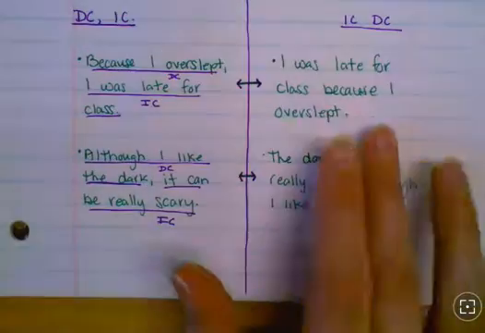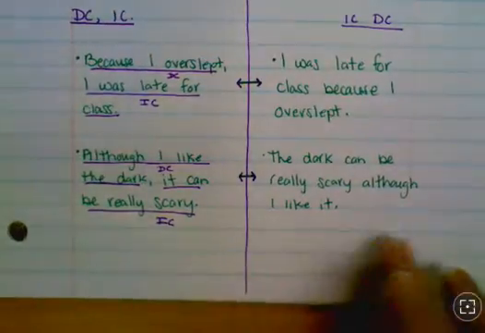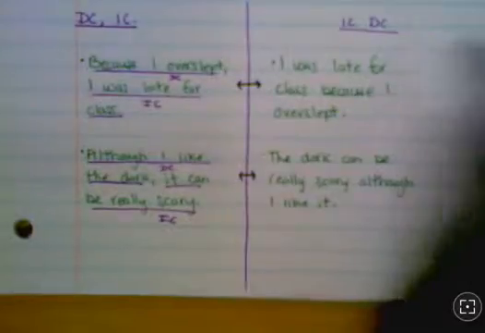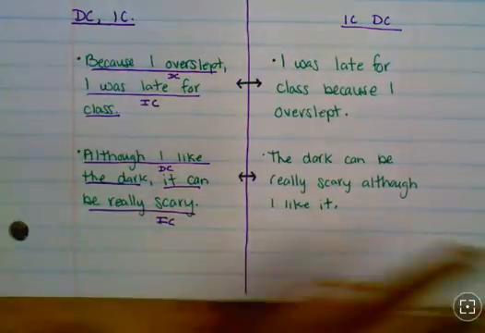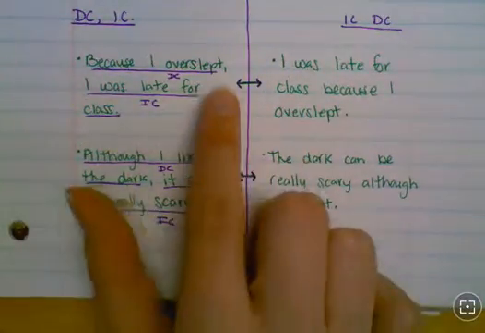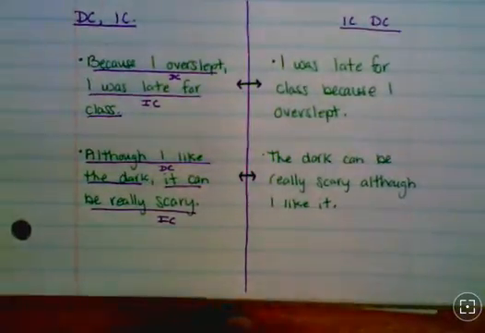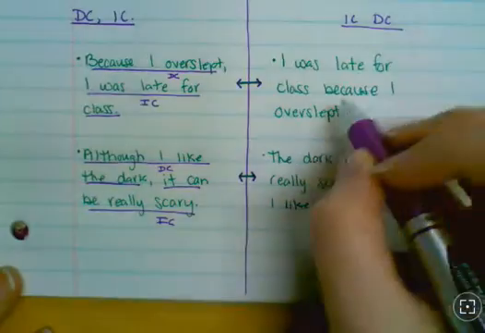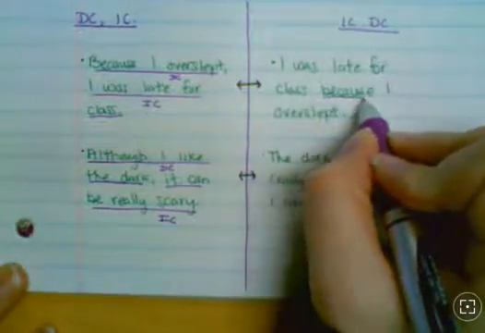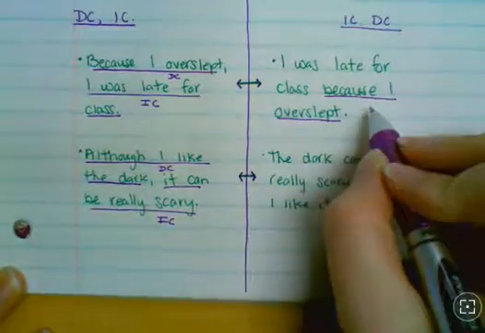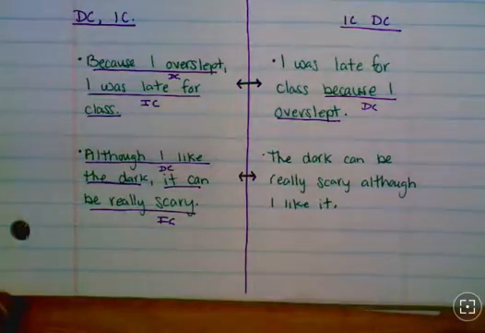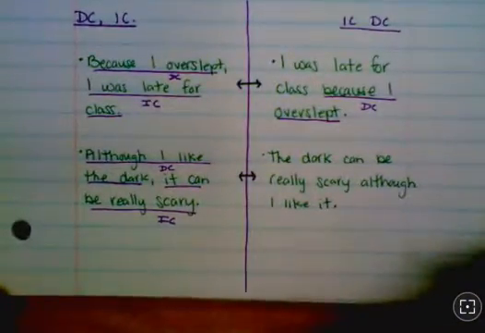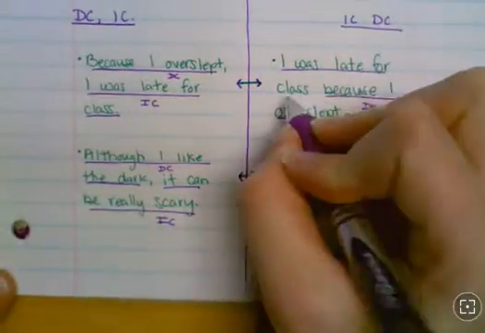Now, on the opposite side, we have the ICDC. Okay, independent clause and dependent clause. There is no punctuation mark separating the two here. So I should not see a comma. Now what I did is I flipped the sentences around. I was late for class because I overslept. Now this is super important. Because is part of that dependent clause. Because I overslept is the dependent clause. Okay. If I were to eliminate that dependent clause, what's left has to be complete. I was late for class.